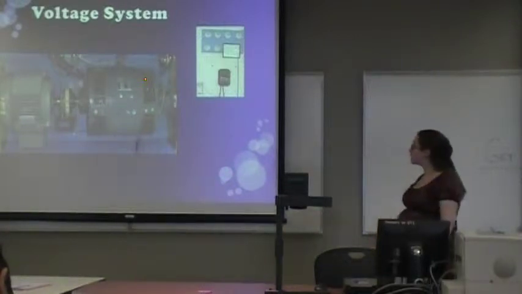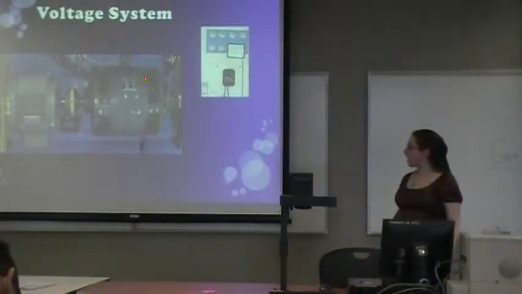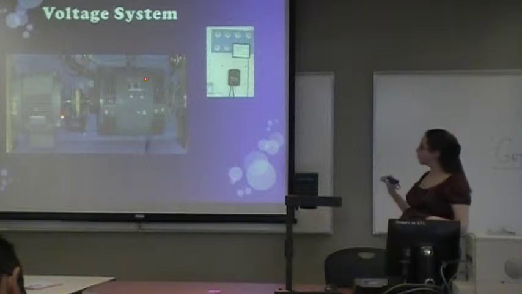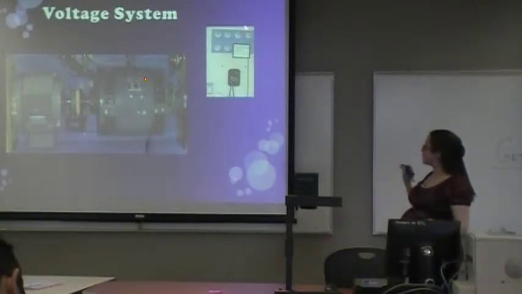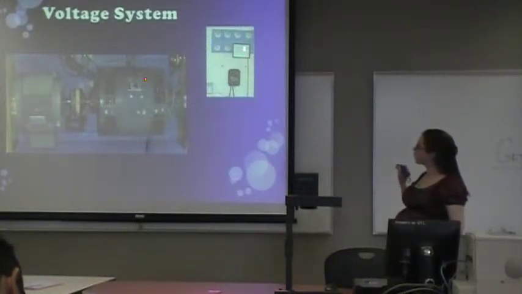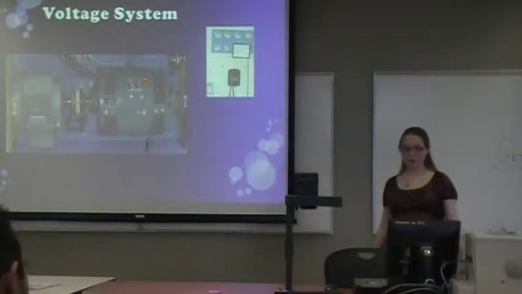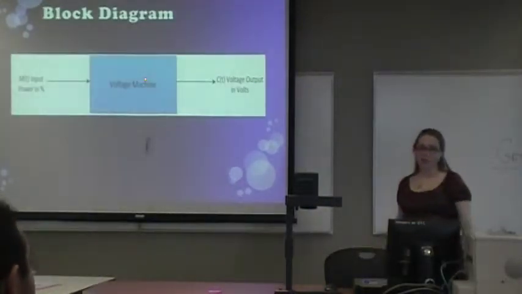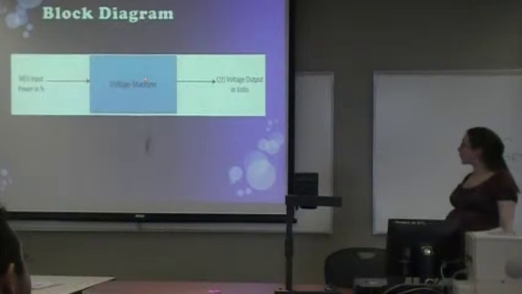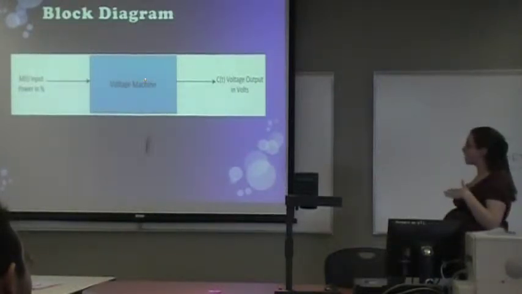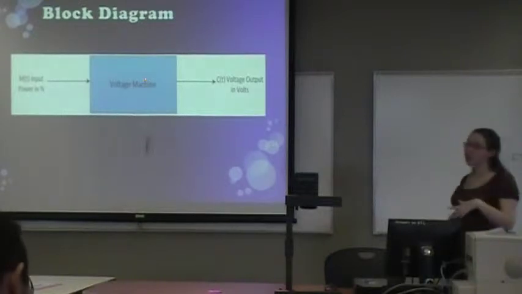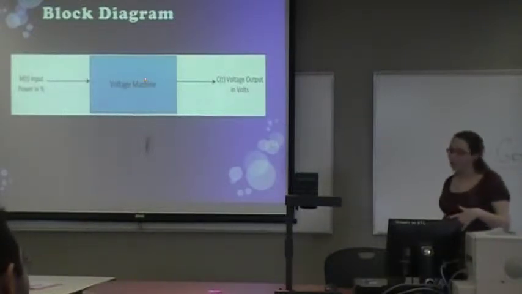This is what the pictures of the system look like. You have your motor and your generator, and those are the light bulbs that show your voltage output. Your block diagram for the input is power percentage, goes into the system and then returns voltage output.